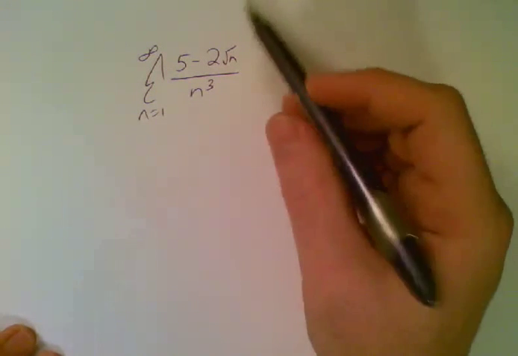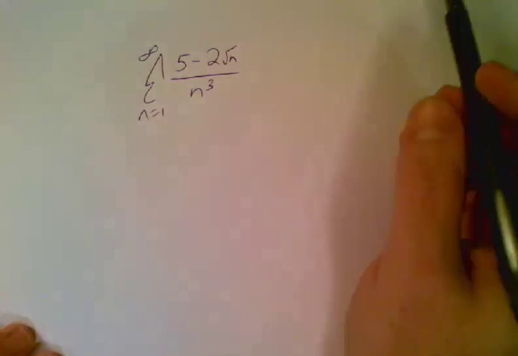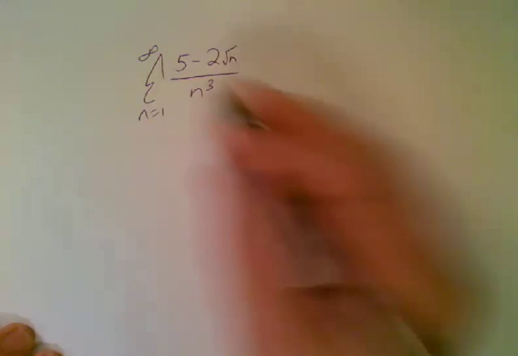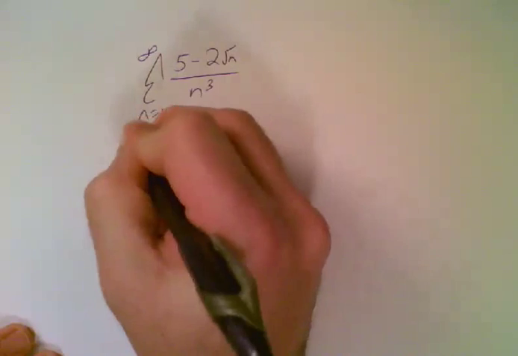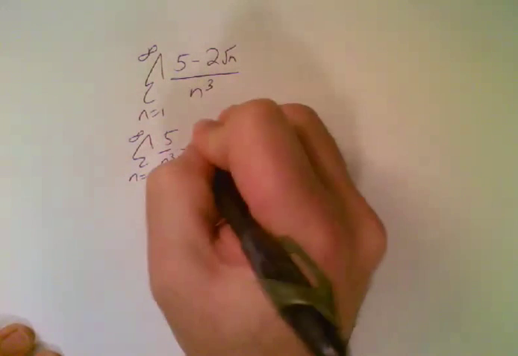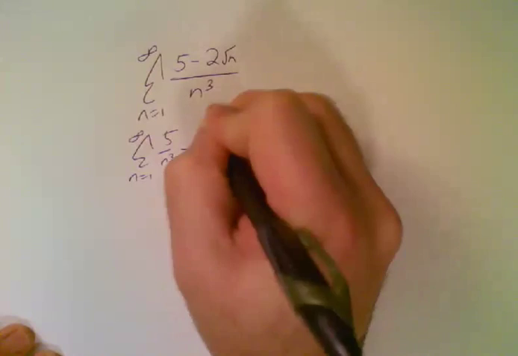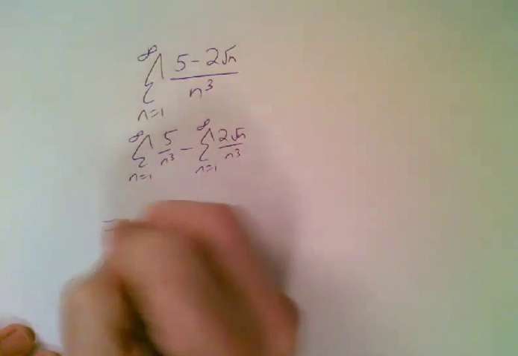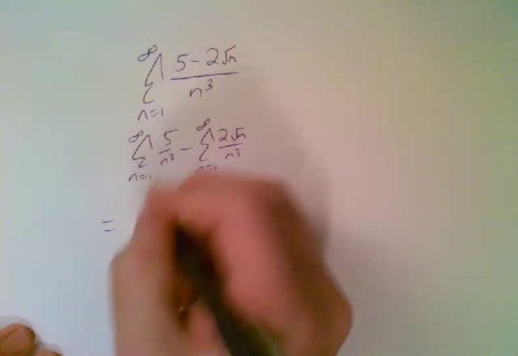At first glance, I do not understand how this could possibly be a p-series problem, because you see all sorts of stuff mixed together. But if we just rearrange it, it's not so bad. This is going to be 5 over n cubed minus 2 radical n over n cubed. And we can simplify that even further. This 5 is just a 5. I can pull that 5 out.